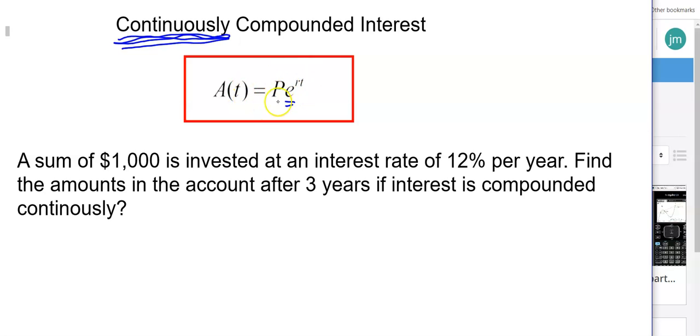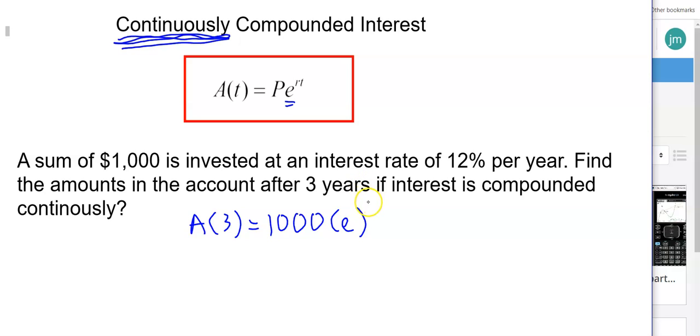So let's just apply the formula here. All the notations are the same abbreviations as what they meant before. A is the amount, so the amount after t years. In this case, it's 3 years. Principal is the amount you invest, 1,000. E, again, is not a variable. It's a number you type in your calculator. It's a button for that.